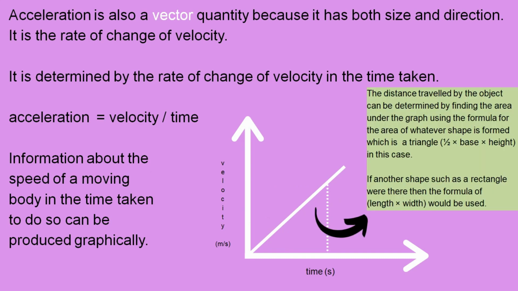The distance traveled by the object can be determined by finding the area under the graph using the formula for the area of whatever shape is formed, which is a triangle in this case. If another shape such as a rectangle were there, then the formula of length times width would be used.